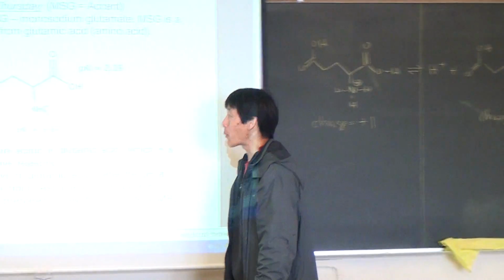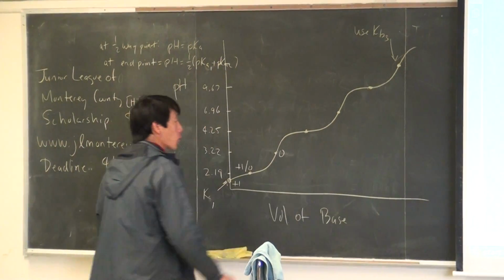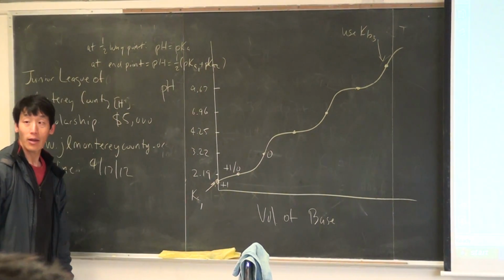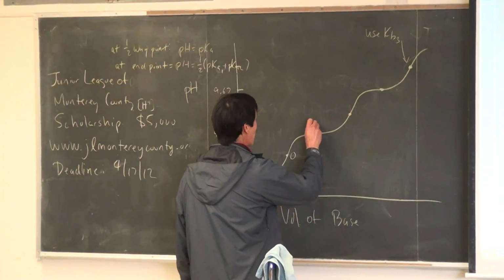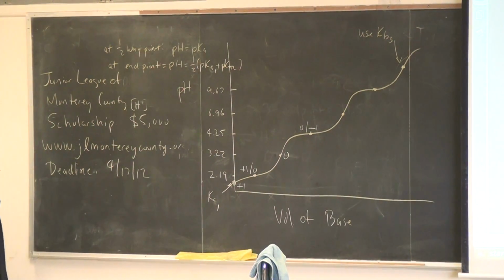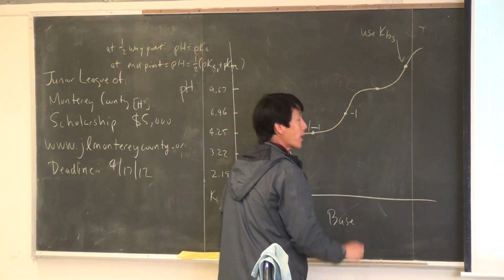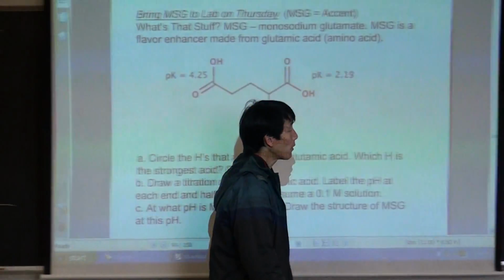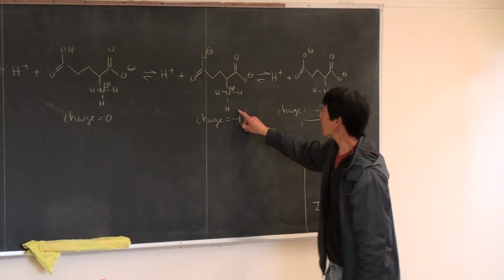At the second halfway point, what's going to be the charge on glutamic acid? 0. Yes, it'll be 0 and minus 1. At the second endpoint, what's going to be the charge? Minus 1. So at the second endpoint, this is going to be the structure of glutamic acid, this one.